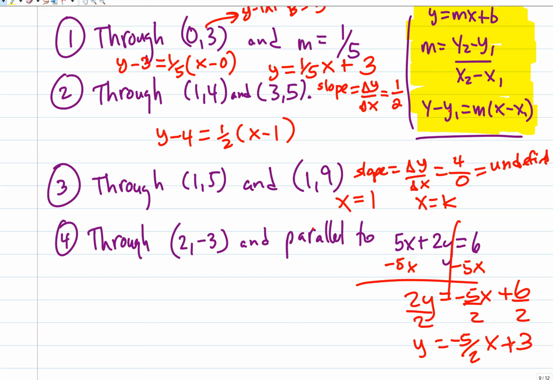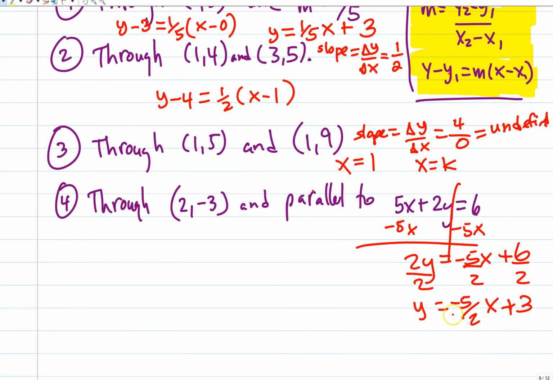Now that I have the equation in y equals mx plus b, I take its slope. Do I change it or do I keep it? It said parallel, right? So we're not going to do opposite reciprocal. We're going to keep it. That's what parallel means. Now I have a point and a slope. So what formula will we use?